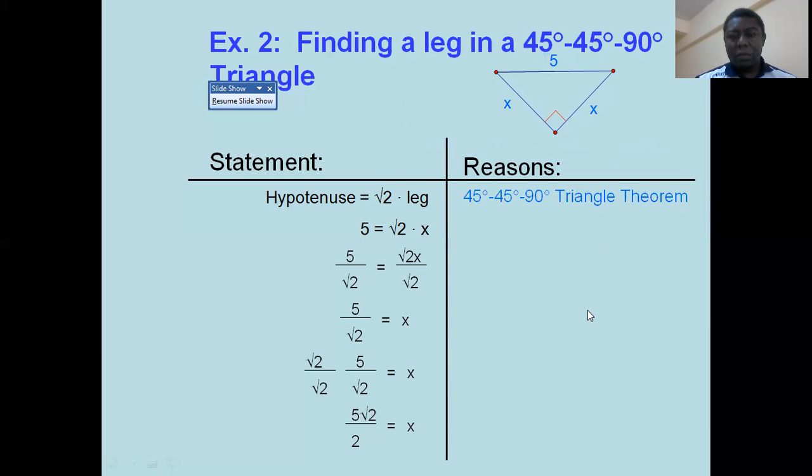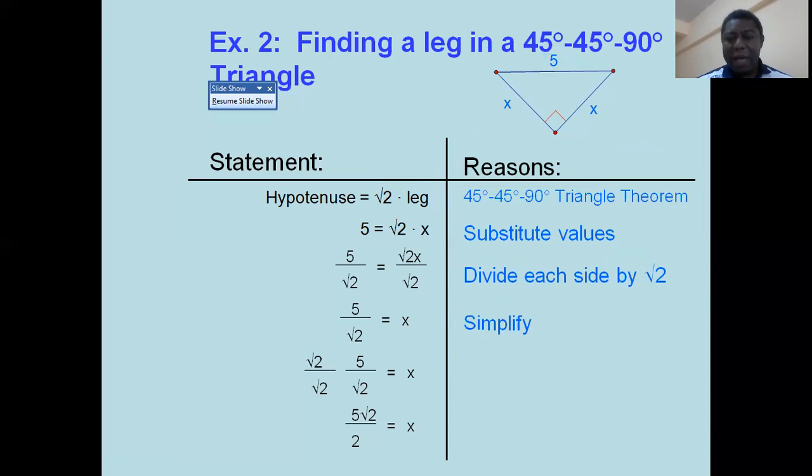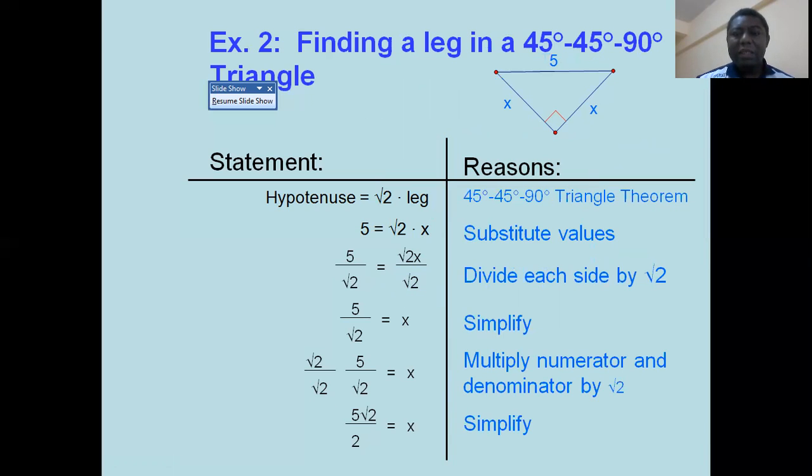So this is a 45 triangle theorem, and we substitute the value. We divide each side and then we simplify. This is how we solve for the 45, 90. If we have memorized the formula already, then we can solve any of the 45, 90 triangles. But these are special triangles.